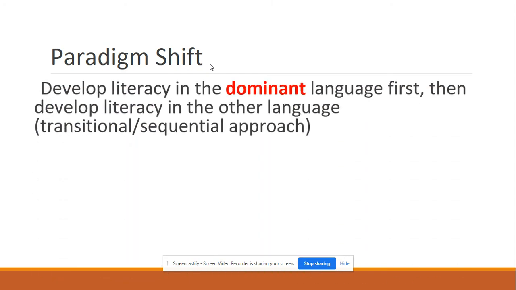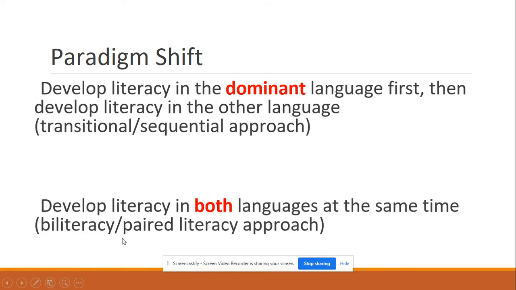Paradigm shift. This is another definition that is brief, but more to the point. Develop literacy in the dominant language first, then develop literacy in the other language. So that's the transitional sequential approach. We need to know both different approaches and the definitions for each, and how they apply to our literacy instruction. So, develop literacy in both languages at the same time: the paired literacy approach.